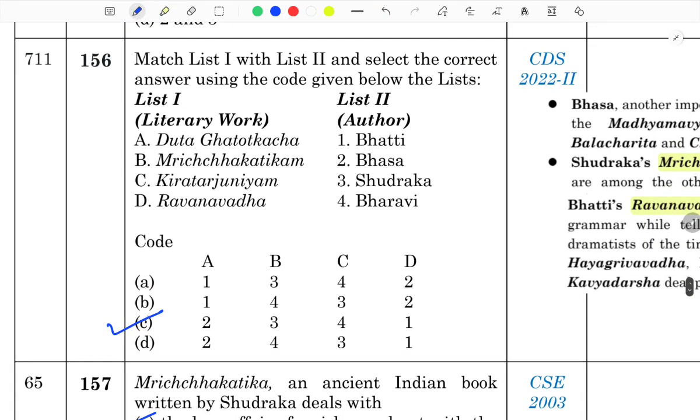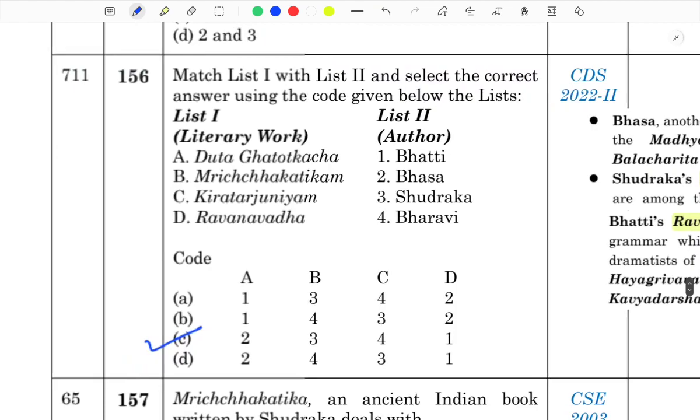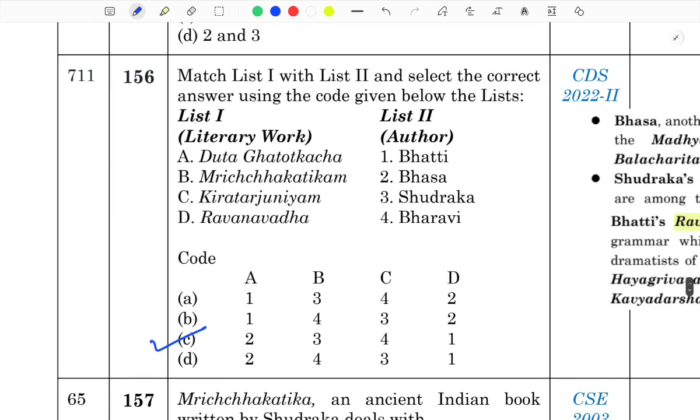Literary work and their author appeared in 2022. This is a bit tough. Very unconventional works, but of course mentioned in your notes. Dutta-Ghatotgacha, Mrichchhakatikam, that's the previous one. Kiratarjuniyam and Ravanavadha. Mrichchhakatikam is by Shudraka, you know this. B is 3, so you have 2 options. Now do you know anything else? Because the rest of the 3 are a bit unconventional, hence the question becomes tough.